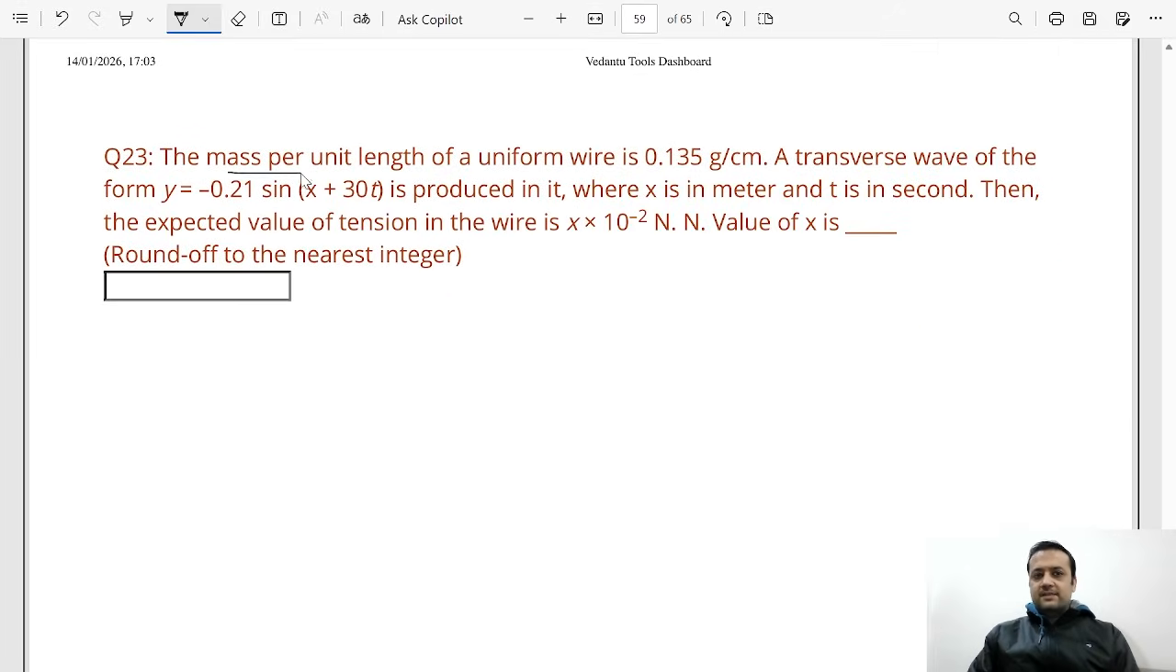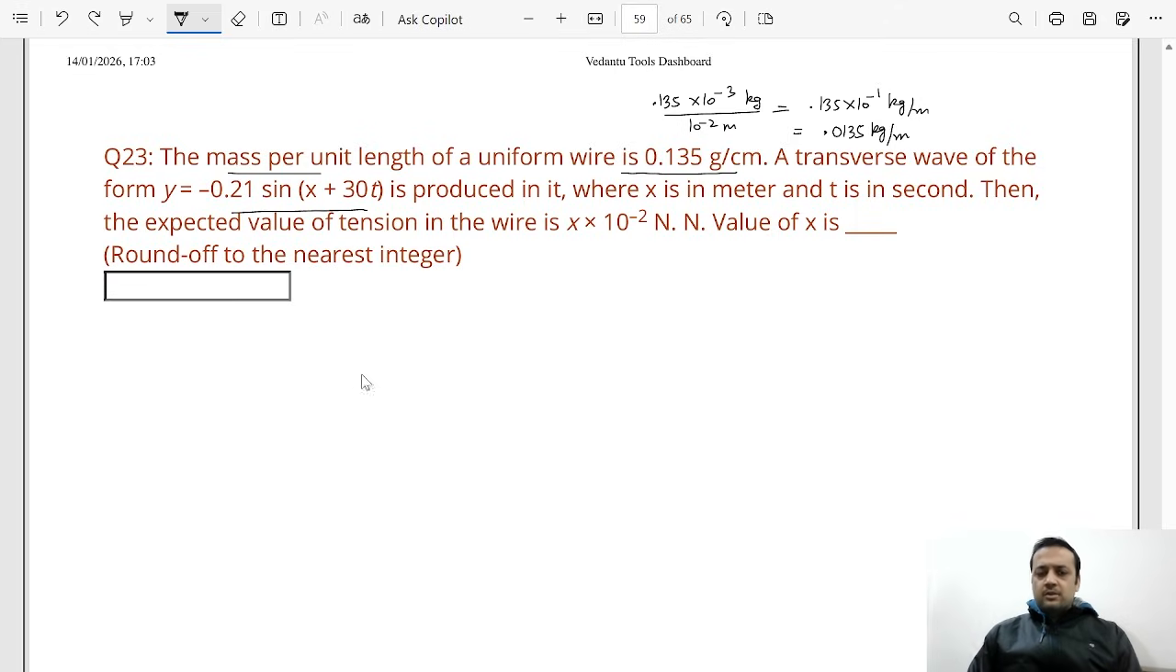Then here, the mass per unit length of a uniform wire is 0.135 gram per centimeter. If you convert this into kilogram per meter, 0.135 into 10 to the power minus 3 will become kilogram, and 1 centimeter is 10 to the power minus 2 meter. So now this will become 0.135 into 10 to the power minus 1 kg per meter, or you can say 0.0135 kg per meter. That is the linear mass density. Okay, the transverse wave equation has been set up. So they have given you the transverse wave equation, and they are asking you the tension in the wire.